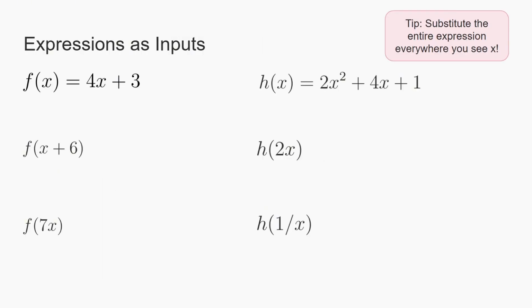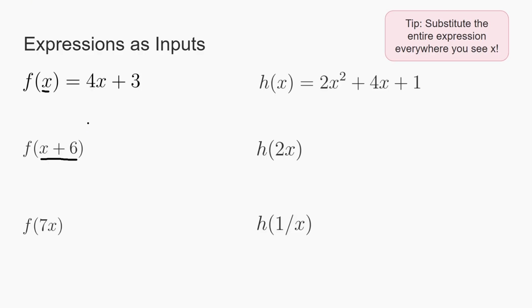Now we're going to be solving problems where we have expressions as input. So in this case, we have f of x equals 4x plus 3. And we want to find what f of x plus 6 is. So the idea here is that we want to substitute the entire expression every time we see x. So we have 1x here, and we have x plus 6 here. And the idea is every time we see one of these x, we want x plus 6 instead.